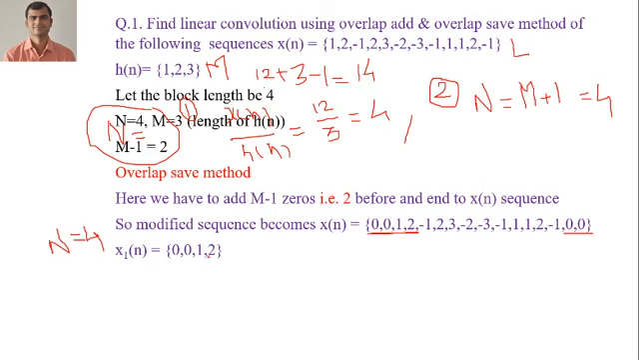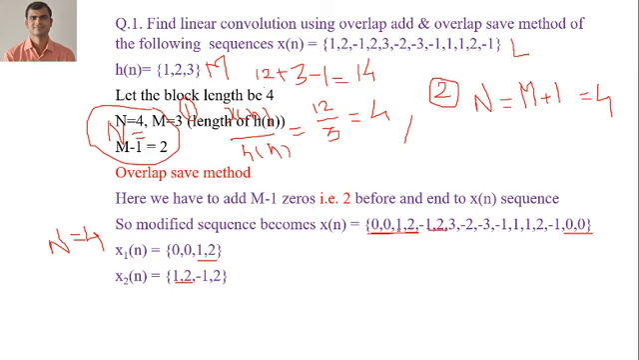So the last m minus 1 samples, that is 1 2, will be the initial samples of the next sequence. So the next sequence will have 1 2, and the next 2 samples we have to take from the sequence of x of n minus 1 2. Initially we need to take the first 4 samples because the block length is 4.